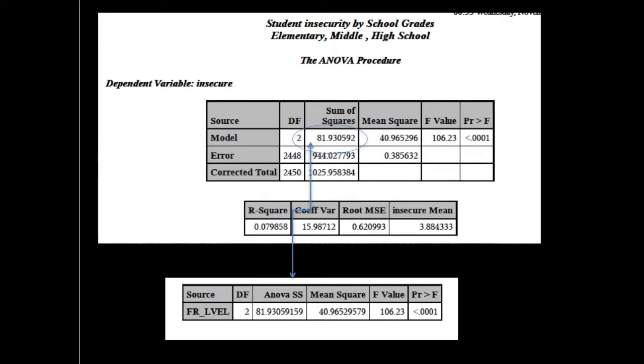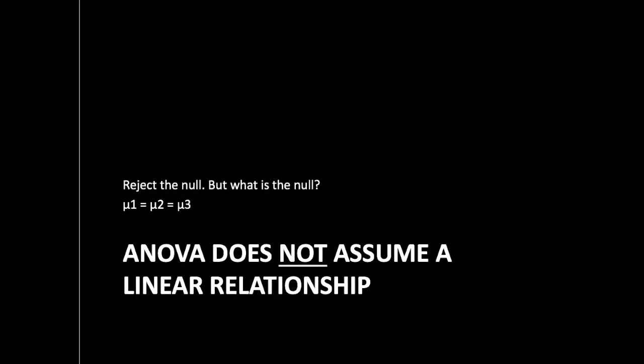So we reject the null hypothesis, but what is the null? The null is that the mean of group 1 equals the mean of group 2 equals the mean of group 3. Now, it could be that group 2 is larger than both groups 1 and 3, and that's perfectly okay with ANOVA because it doesn't assume a linear relationship. It just is treating every group like a different category. And those groups could just as easily have names instead of numbers.